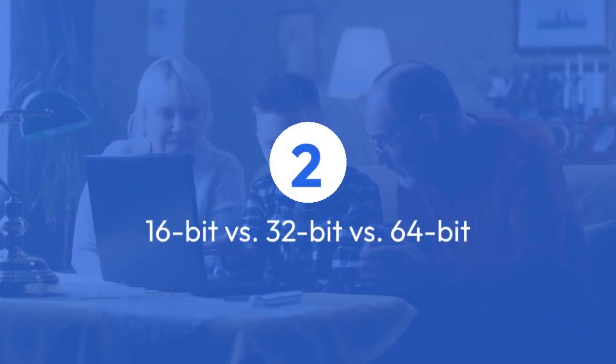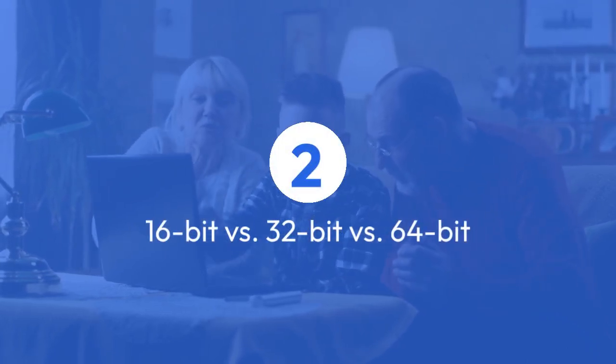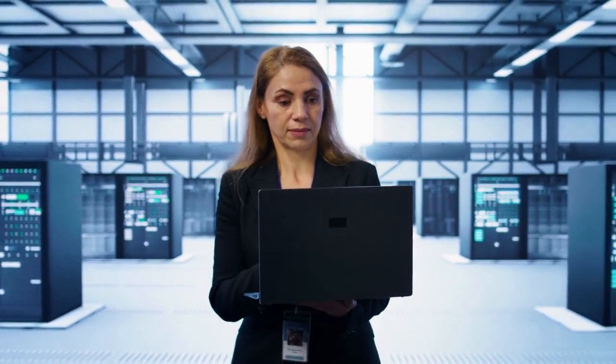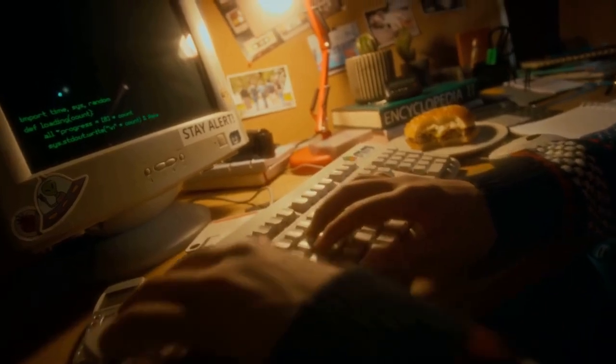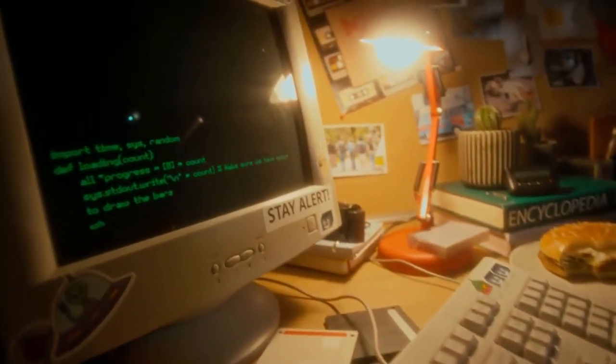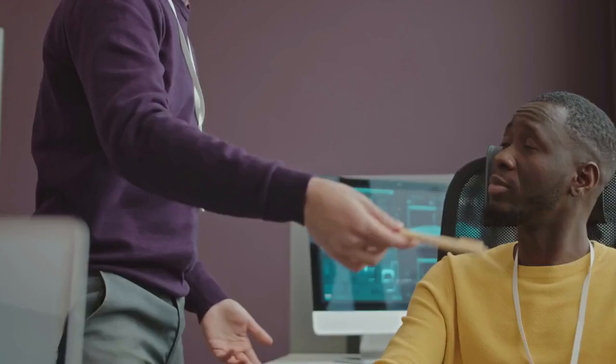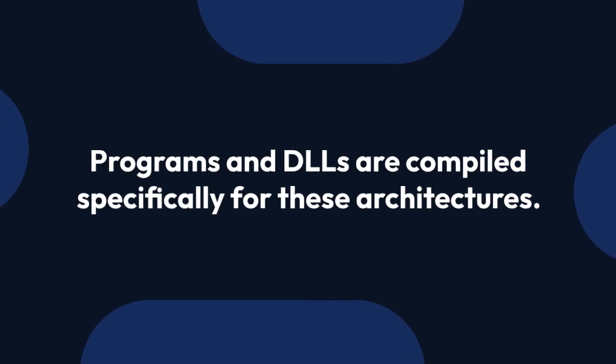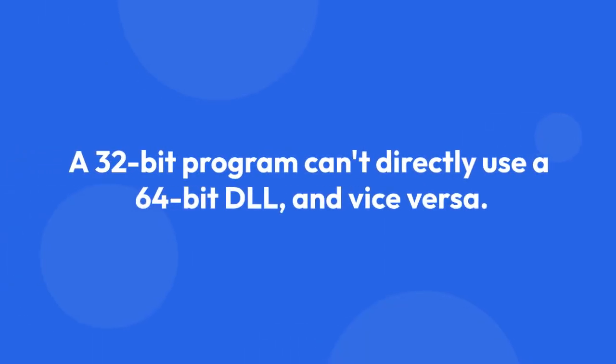2. 16-bit versus 32-bit versus 64-bit. The core of the problem lies in different versions of Windows and the programs built for them. Older Windows versions, like Windows 3.1, used a 16-bit architecture. Later versions moved to 32-bit, Windows 95, 98, XP, and then 64-bit, Vista and later. Programs and DLLs are compiled specifically for these architectures. A 32-bit program can't directly use a 64-bit DLL, and vice versa.